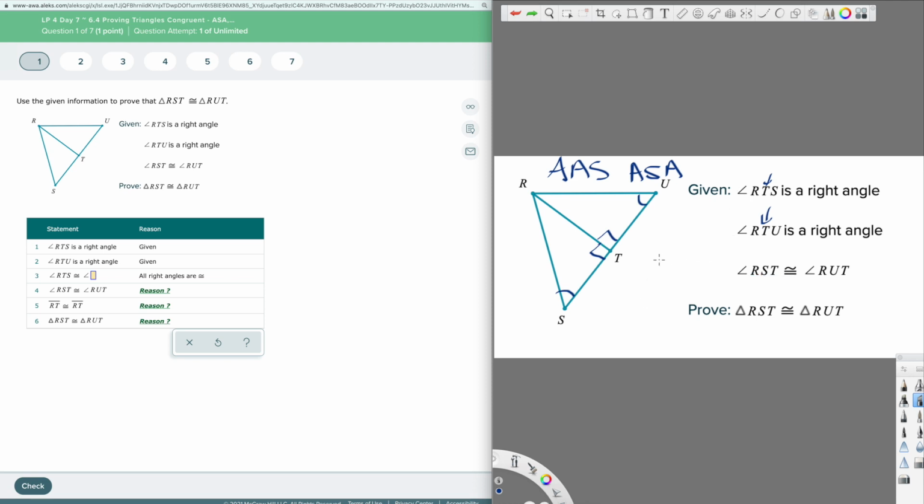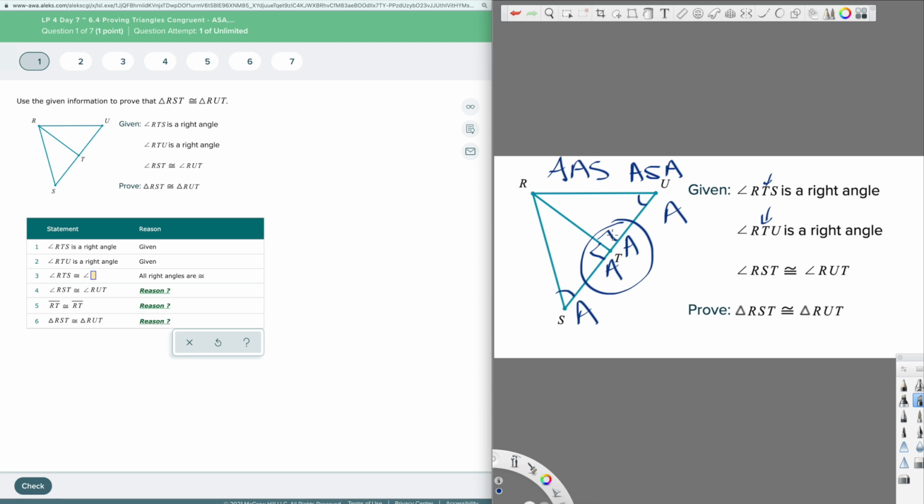So now I want to say, okay, here's the information I'm given. How can I get from this given information to the entire triangle being congruent to the other entire triangle? So I have angle, angle. Now, have I actually been given that these two angles are congruent to each other? No. But I know that if they're both right angles, then they are congruent.